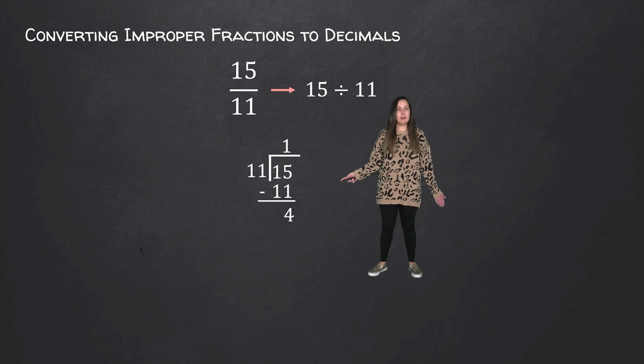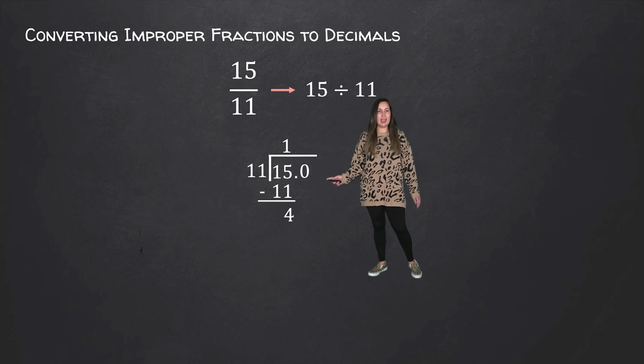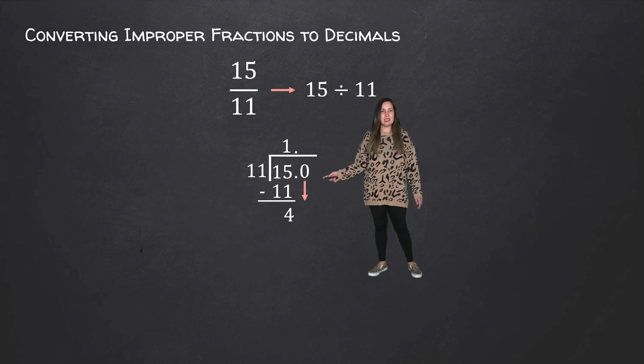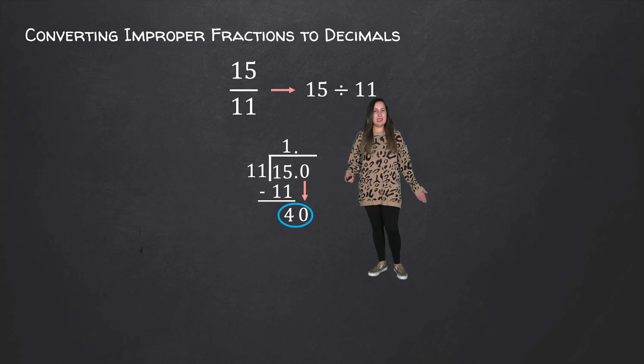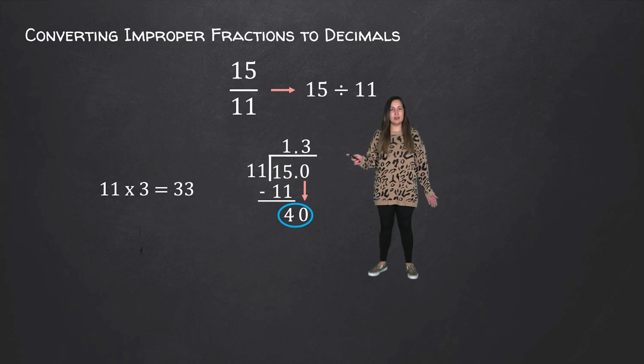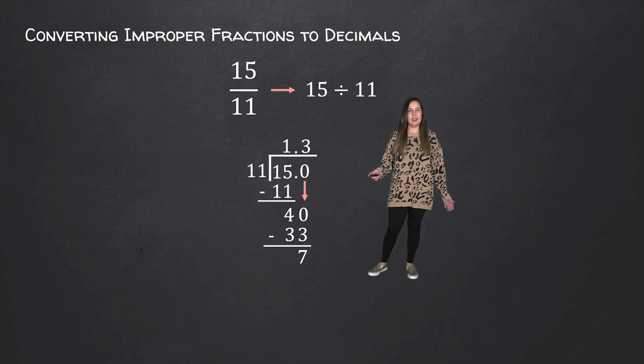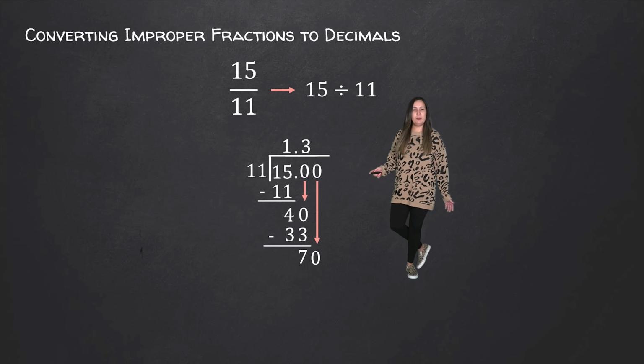So because we have a remainder, we're going to add a decimal point and a 0 and bring up that decimal point and bring down that 0. Then we ask ourselves, how many times does 11 go into 40? Well, 11 goes into 40 3 times because 11 times 3 is equal to 33. So we add 33 and then we subtract. Then we have a 7. So we add another 0 and bring that down.